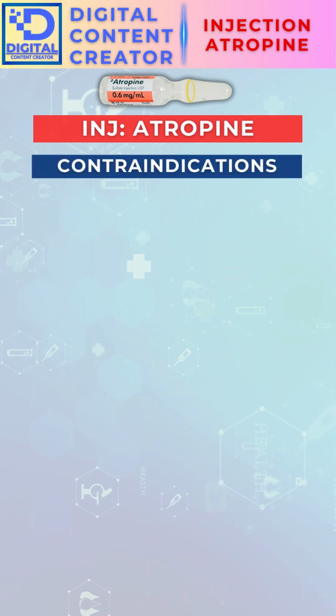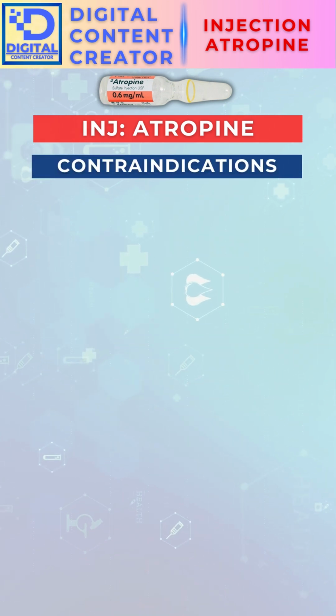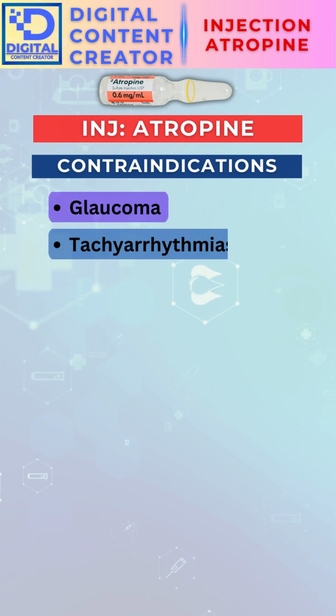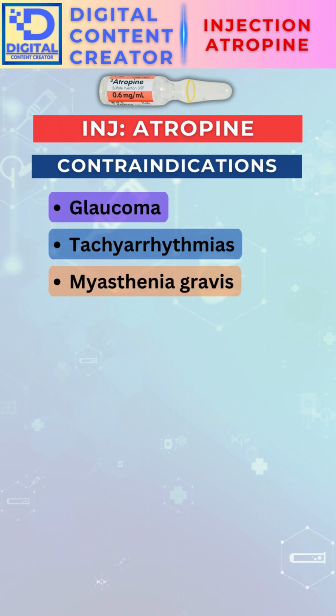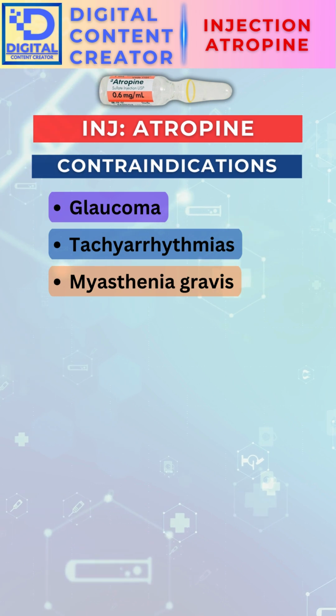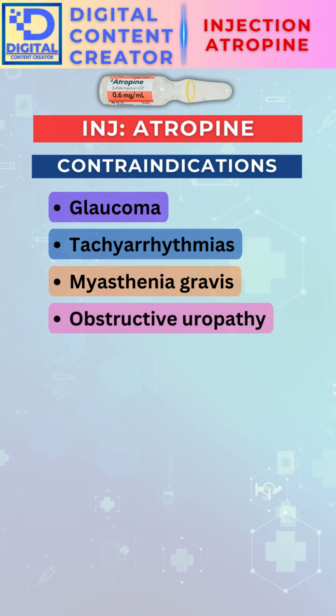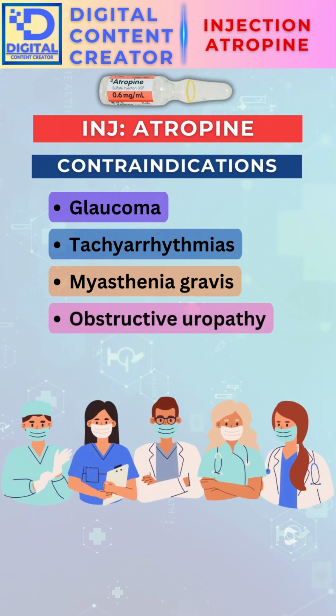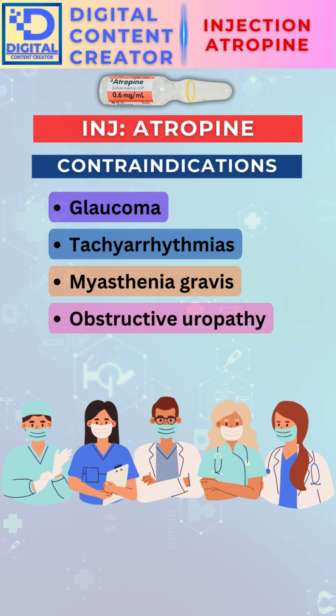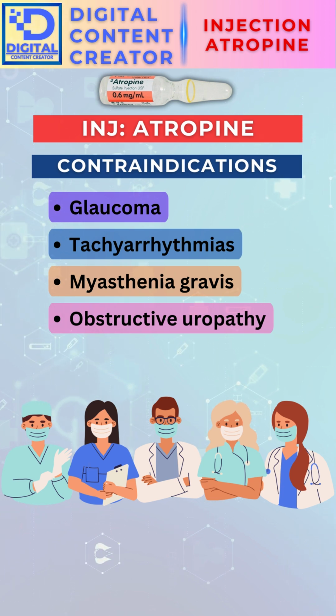Contraindications of atropine injection. It is contraindicated in patients with glaucoma, tachyarrhythmias, myasthenia gravis, unless used to manage side effects of anticholinesterase drugs, and obstructive uropathy. Always follow specific protocols and guidelines based on the clinical scenario and institutional policies.